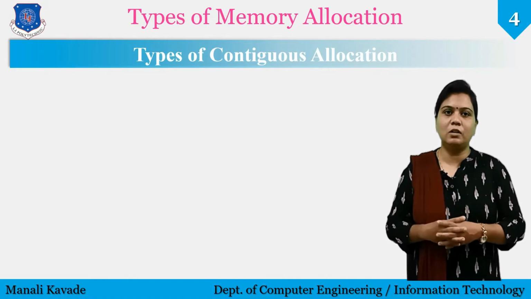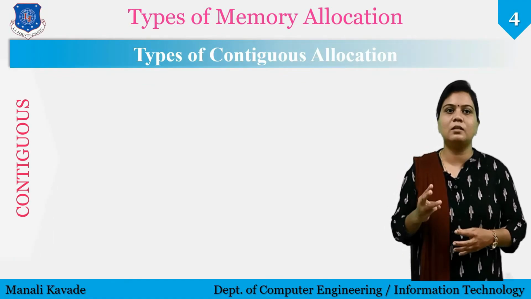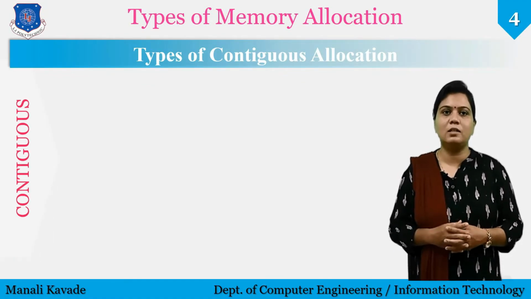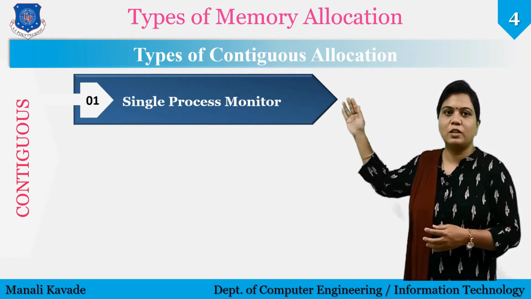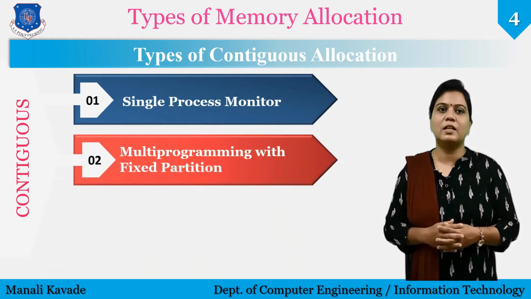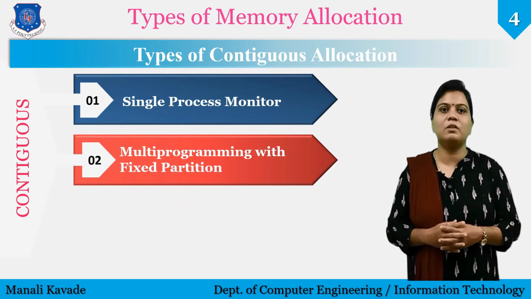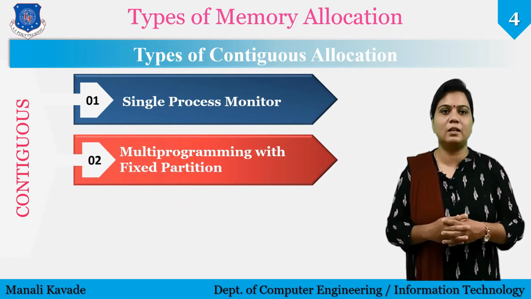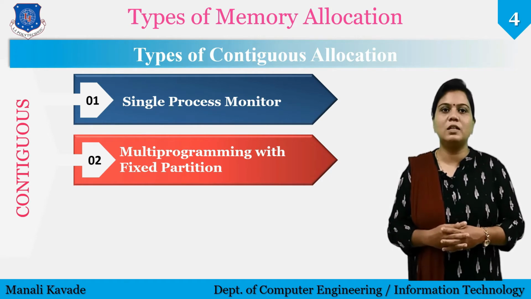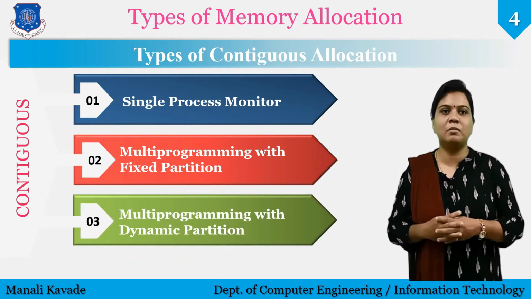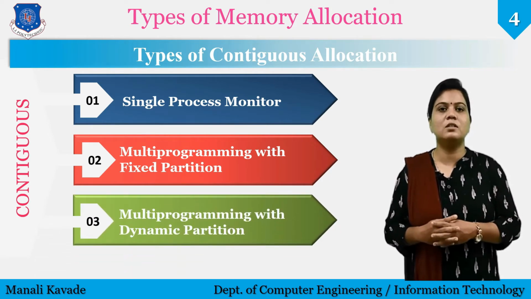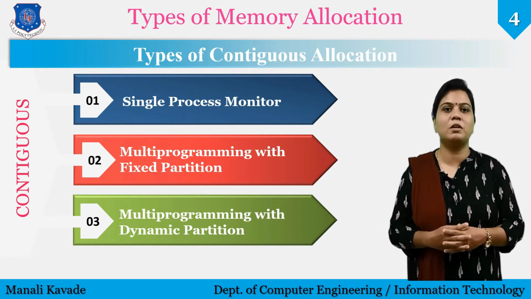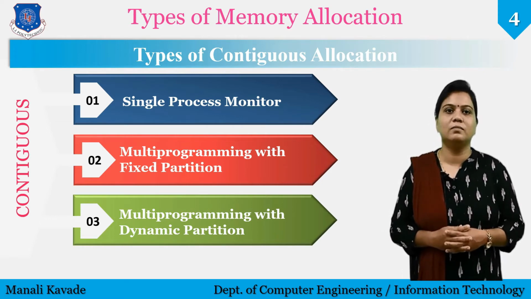In contiguous memory allocation technique, there are three types, that is single process monitor, second one is multi-programming with fixed partition, which is also known as multi-programming with static partition. Third one is multi-programming with dynamic partition, which is also known as multi-programming with variable partition.